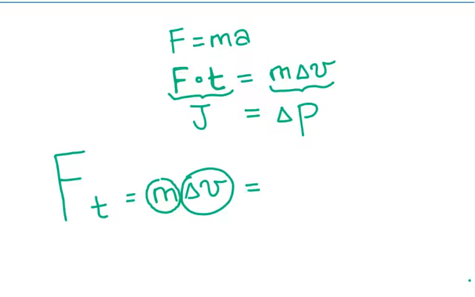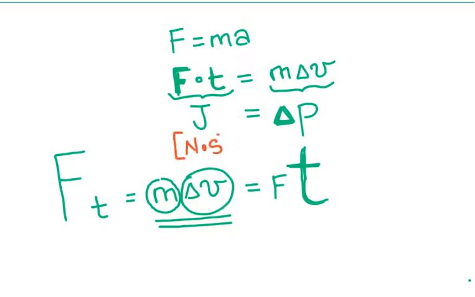Or you could apply a little force if you put your hands in front of you and stop yourself over a larger amount of time. It still will give you the same change of the momentum. The momentum is mass times velocity. Change of the momentum, delta P, is mass times change of the velocity. And force times the time is called impulse. Impulse is measured in newtons times seconds.